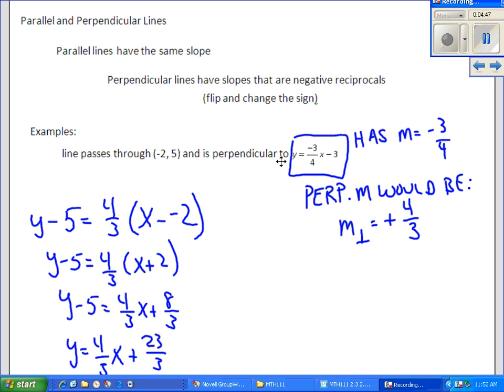Okay, so let's look at an example. We want to find the equation of a line passing through the point (-2, 5) and is perpendicular to this line, y equals -3/4 x - 3. So this line has a slope of -3/4. To be perpendicular, the slope would be a positive 3/4. So we're going to change the sign from negative to positive and flip it over, numerator and denominator, to get positive 4/3. So we can put in our slope, and then we were given the coordinates of a point, (-2, 5), and simplify to get the equation of the line.